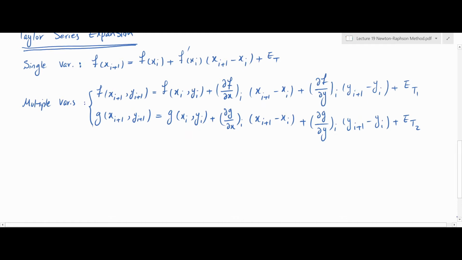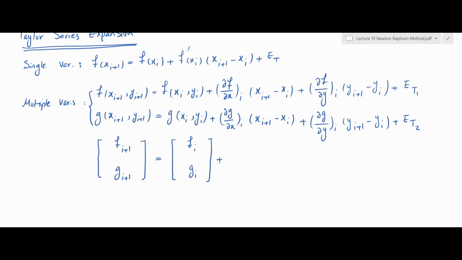Now I just rewrite the system of equations, but this time using the matrix notation. So I'll start with a 2x1 matrix for the left hand side of the equations, and the first element will be f at x i+1 and y i+1, and the second element will be g at i+1. On the right hand side we have another matrix, which is f at i and g at i, and here I'll just combine the next two terms together and write it in the form of a 2 by 2 matrix. So this is 2 by 1, 2 by 1, 2 by 2 matrix multiplied by a 2 by 1 matrix.